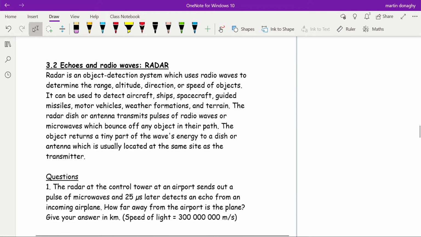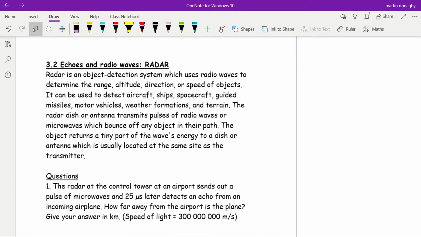Okay, previous to this in this booklet, we looked at echoes. Echoes are where sound waves are reflected off solid surfaces. And what we looked at was if we time how long it takes for that sound to get from wherever it was produced to the solid object and back again, and if we know the speed of sound, we can then work out how far away that object must be.